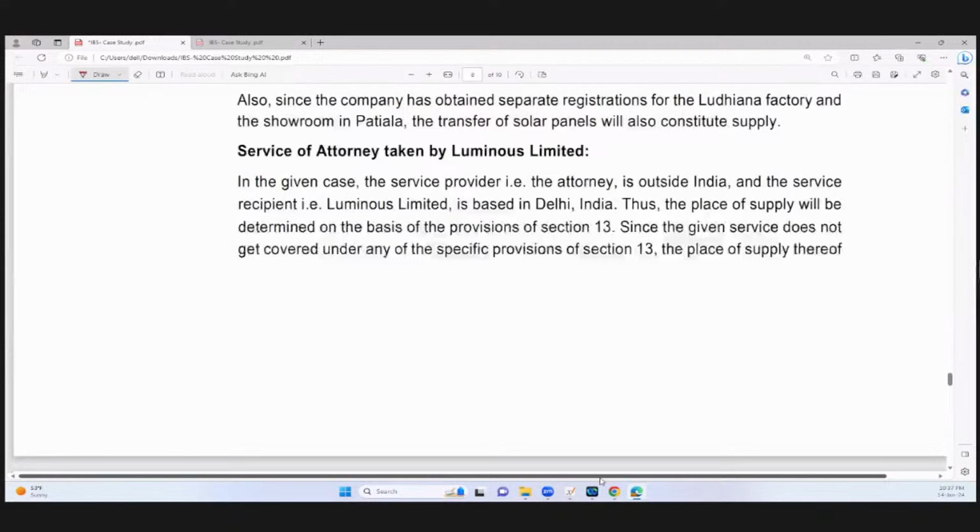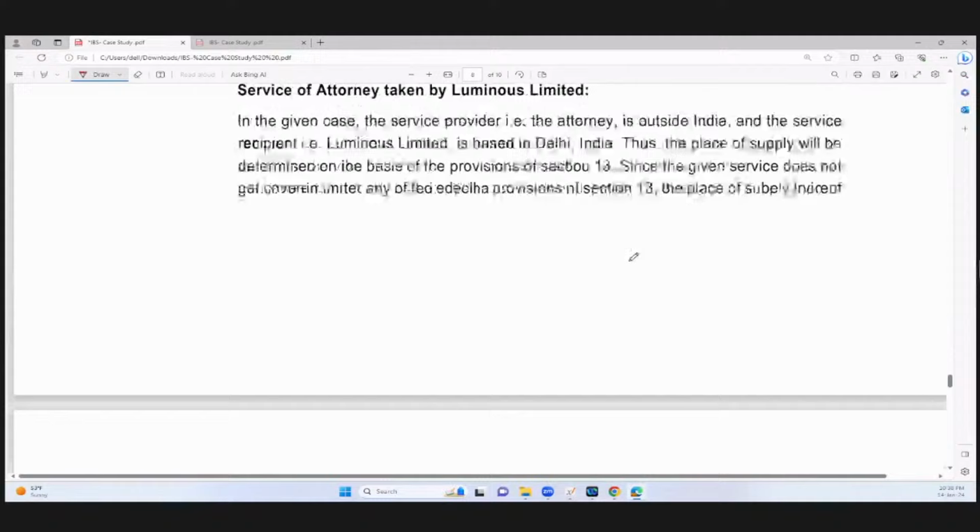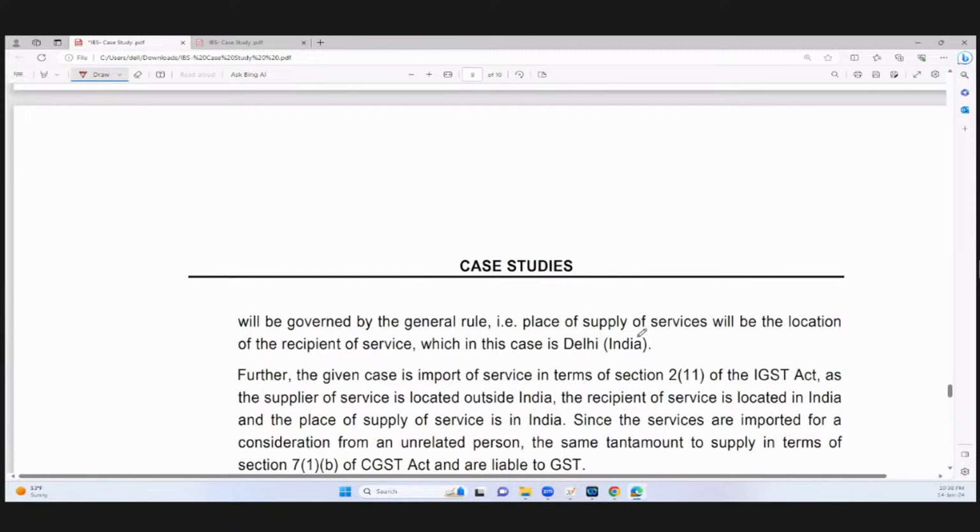So thus the place of supply: since in the given case the service provider is outside India and the service recipient is based in India, when one of the persons, service provider or service recipient, anyone is outside India, then instead of section 12, section 13 becomes applicable. Since the given service does not get covered under any of the specific provisions of section 13, the place of supply will be governed by the general rule. That is, the place of supply of service will be the location of the recipient of service. So this is the general rule, which in this case is Delhi.